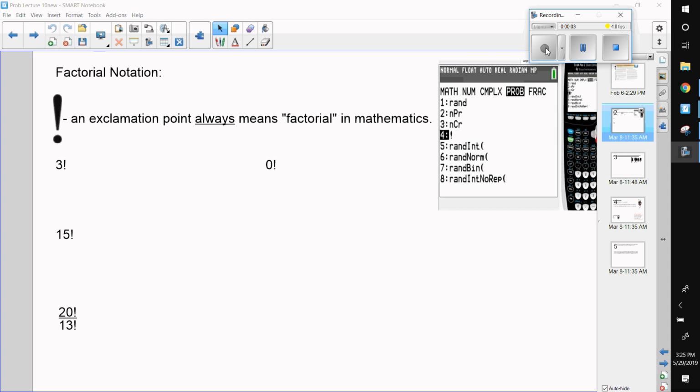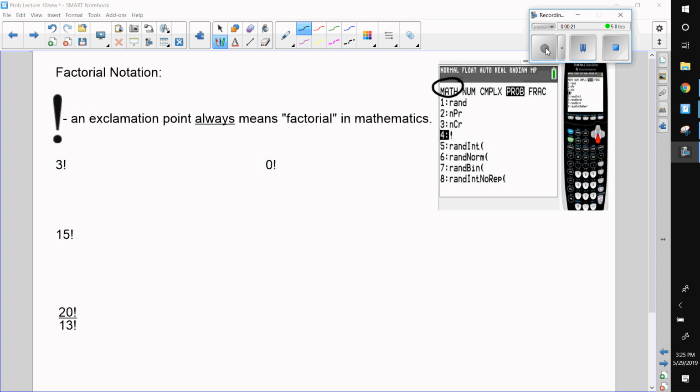Okay, so here we've got kind of an introduction to some of our probability and statistics stuff. We're going to start with this factorial notation. You may or may not have seen this before, this exclamation point. It means factorial. You should be able to find this in your calculator under math. If you press the math button and scroll over to probability, you'll see these three things here, which are what we're going to use today.